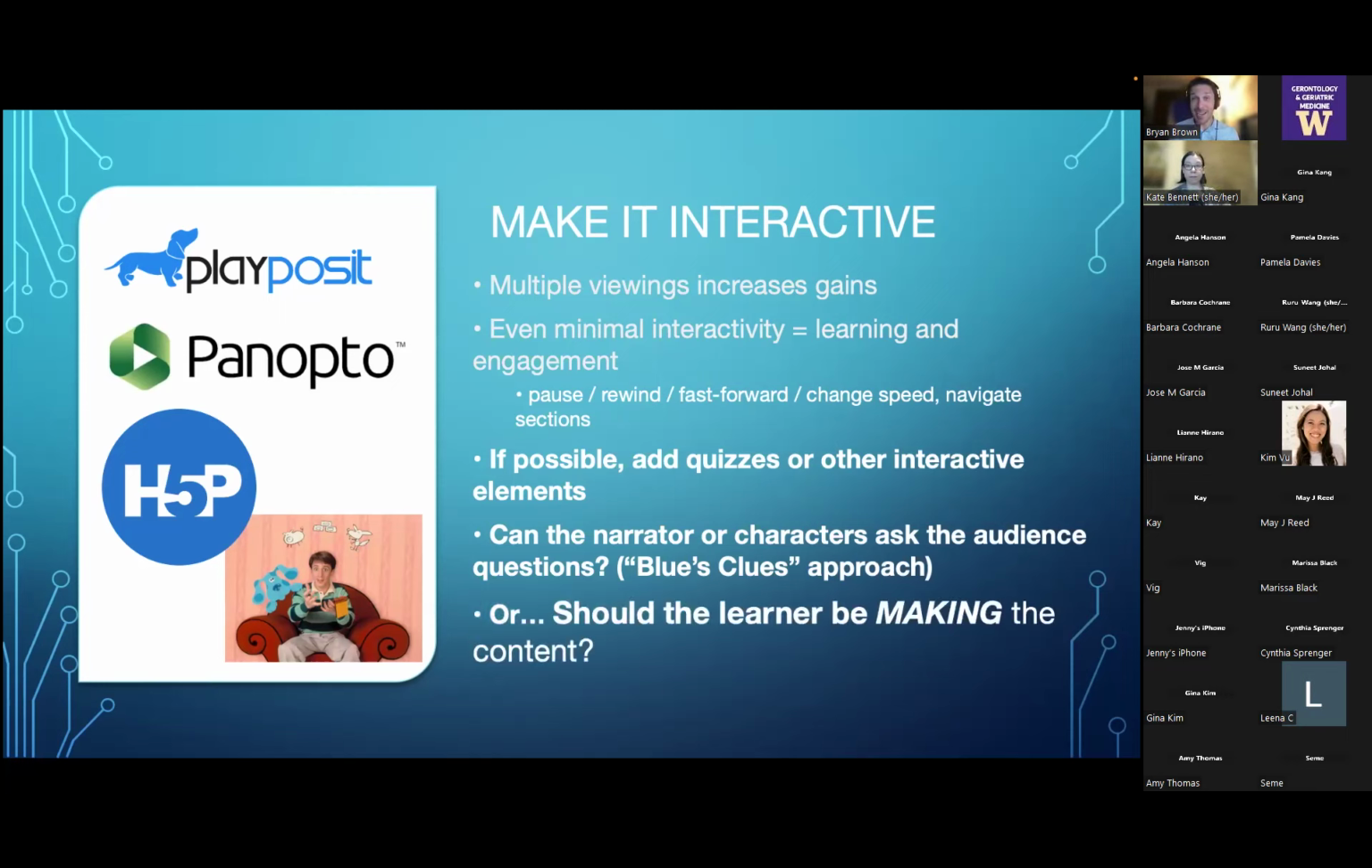And then in this day and age, should the learner be making the content? Something that someday I'm sure I'm going to have to start incorporating in my talk more is generative AI especially. It's going to become easier and easier to say, hey, student, you create a video about gait assessment or dementia or whatever you're teaching, and then you teach the group. And that would be, of course, even more engaging.